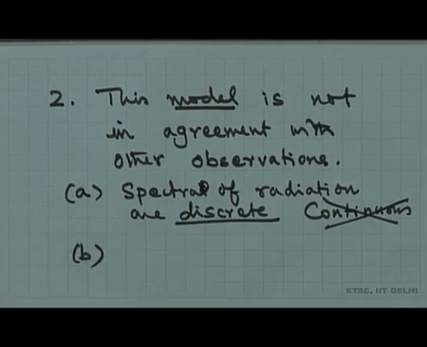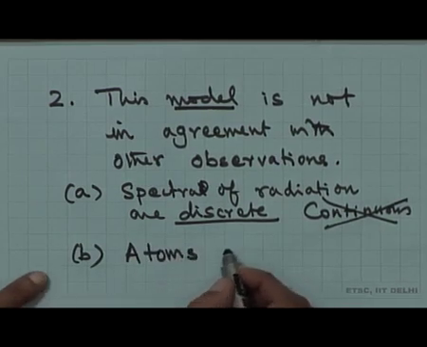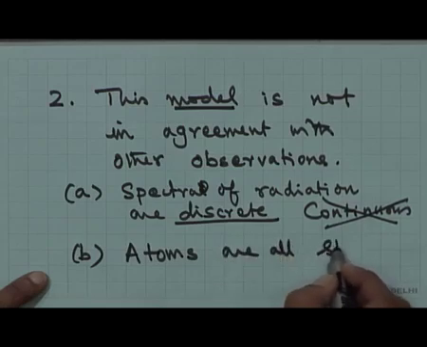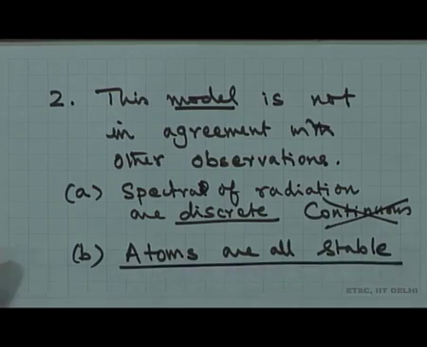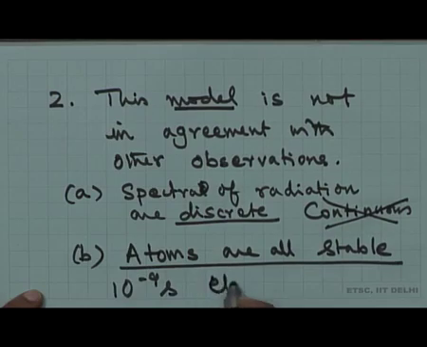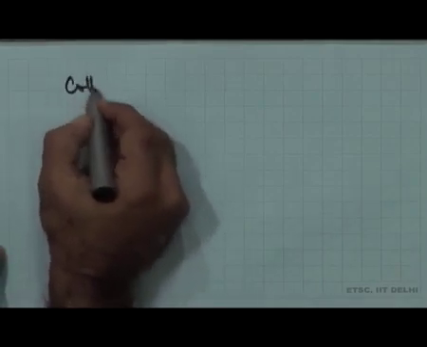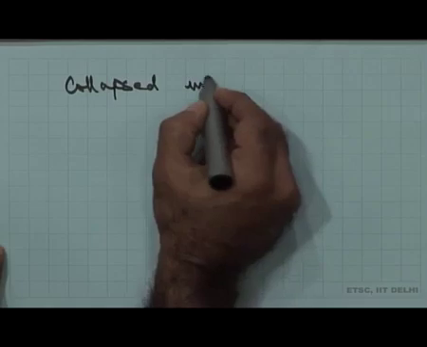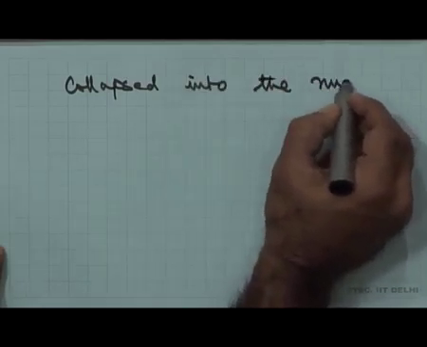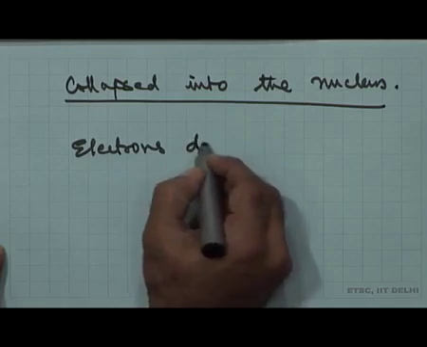Even more importantly and spectacularly, the atoms that we are looking at are all stable. Whereas classical electromagnetic theory would predict that over a period of about 10 to the power of minus 9 seconds, electrons should have collapsed. Electrons should have collapsed into the nucleus. Electrons do not collapse.